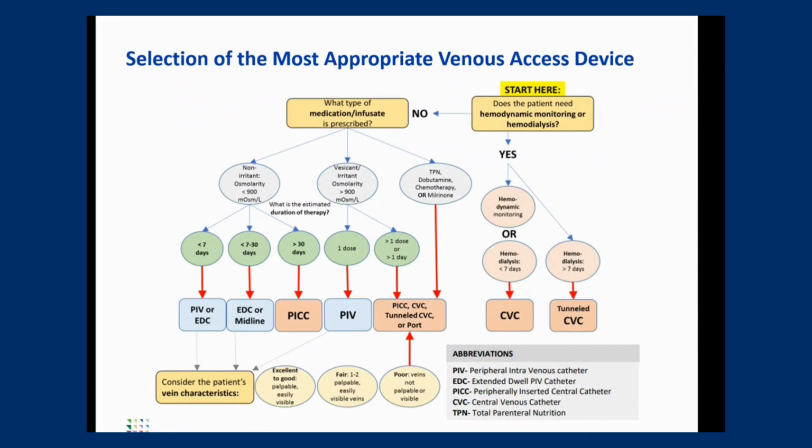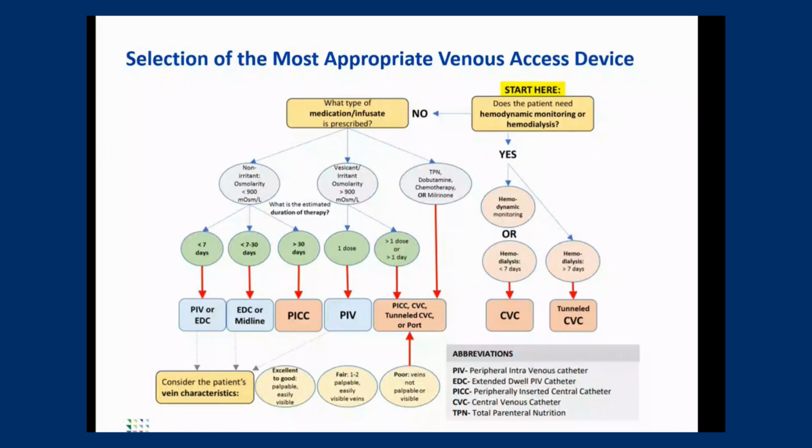Providers, if they're trying to determine what type of access a patient needs, you'll start up at the right. Is a patient hemodynamically stable? Are they requiring hemodialysis? I'm not going to go through everything in detail, but it's a really great reference. It takes you down into if they're going to be requiring a tunneled CVC or a regular CVC based on how long they're going to be requiring dialysis.